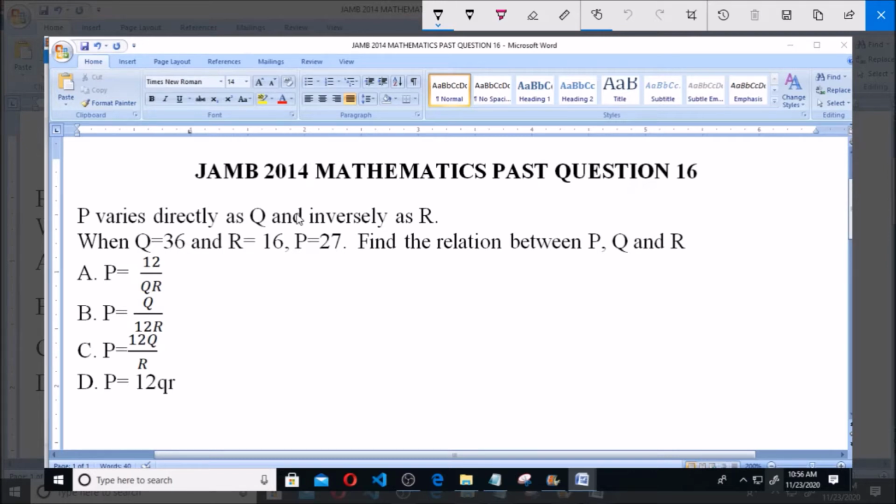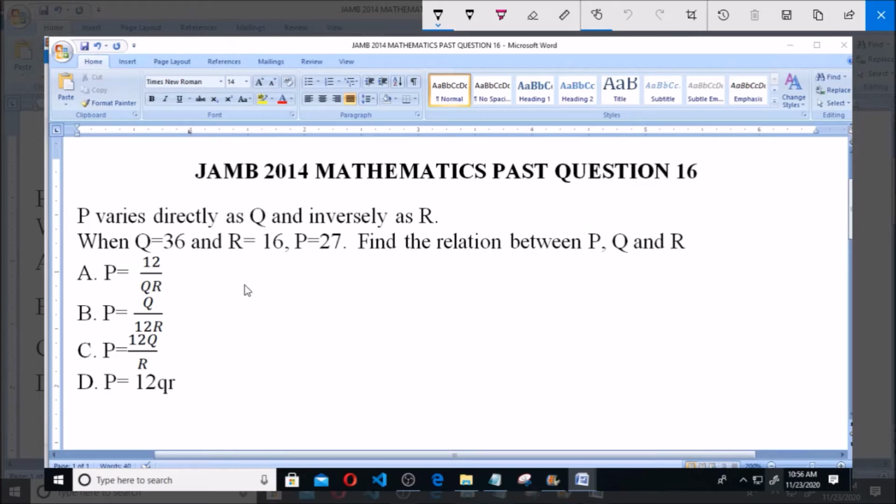P varies directly as Q and inversely as R. Now when Q equals 36 and R equals 16, P equals 27. Now find the relation between P, Q and R.